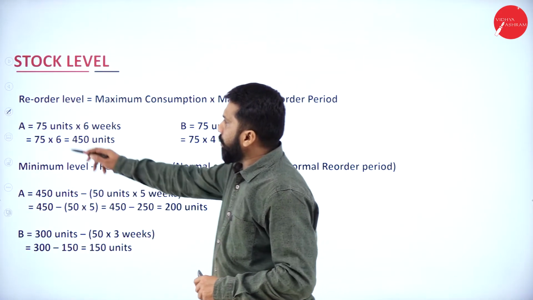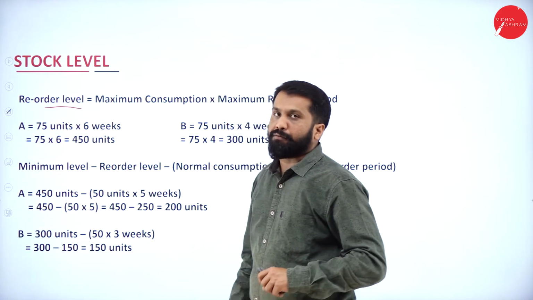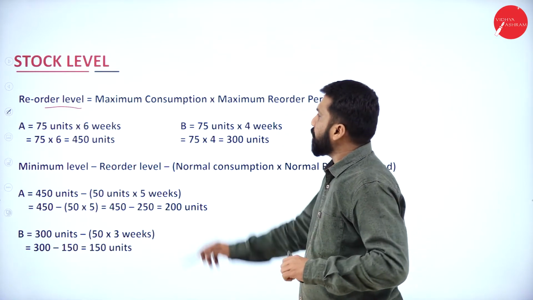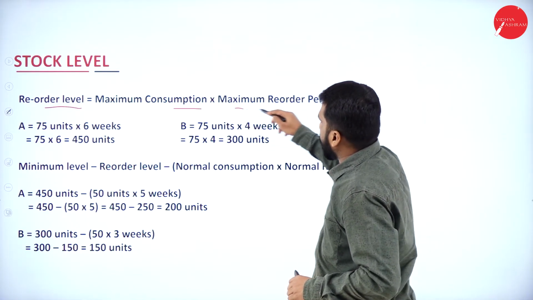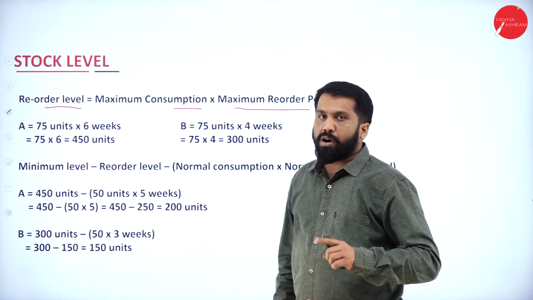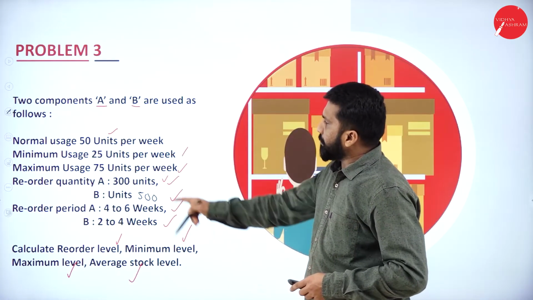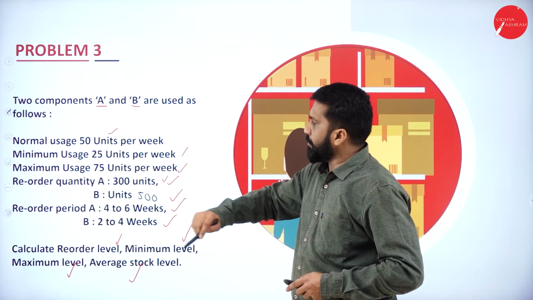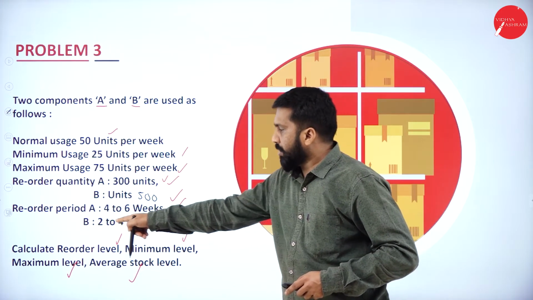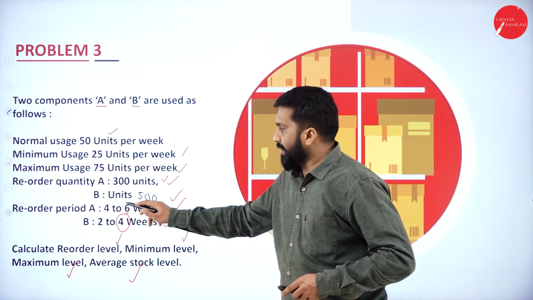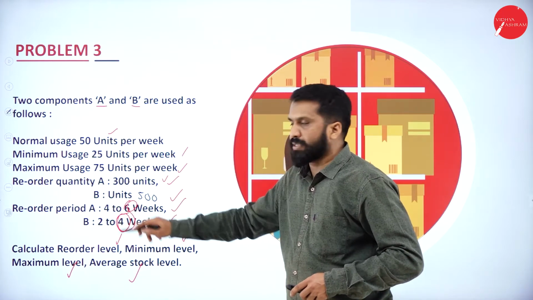First one, reorder level. What is the formula? Formula is common for A and B. Maximum consumption into maximum reorder period. How much for A? Maximum consumption will be 75, but the period will be how much? For A it is 6, for B it is 4.